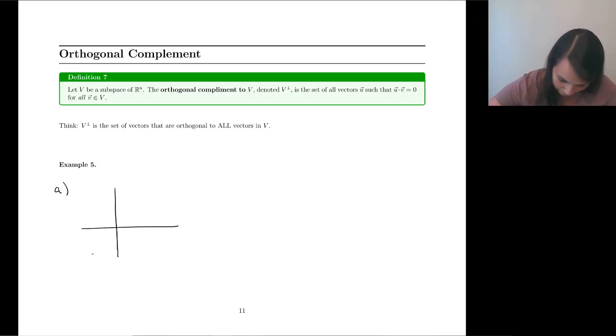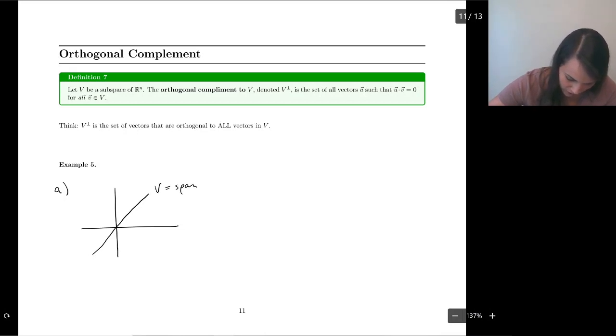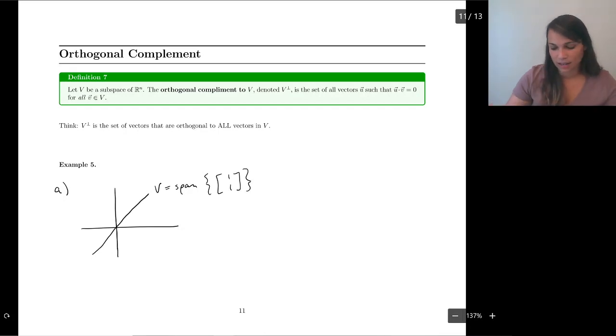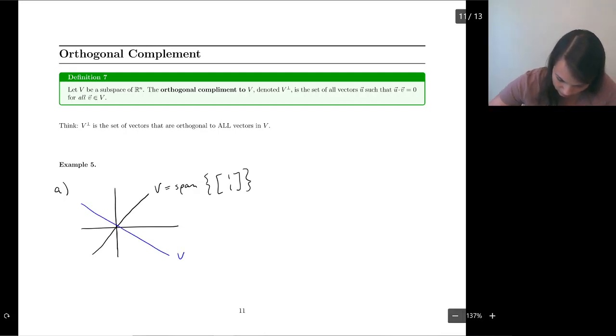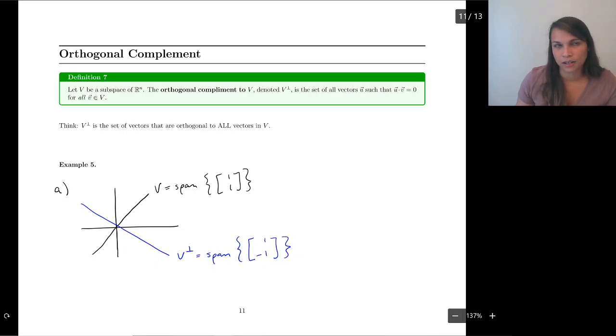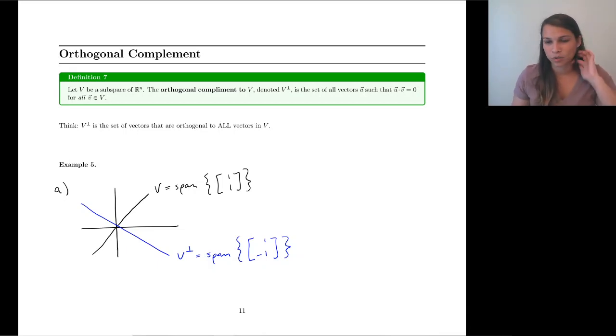For example, let's think about, we'll say this is V. It is the span of one vector, (1, 1). So that would be the line going through the origin with slope 1. His orthogonal complement, V perp, is going to be the span of everybody with a negative slope, so (1, -1), like that. Yes, you could have done (-1, 1) instead, because they are multiples of each other. It's fine.